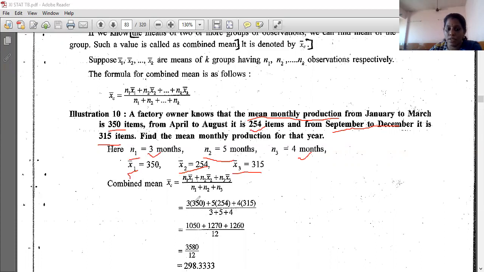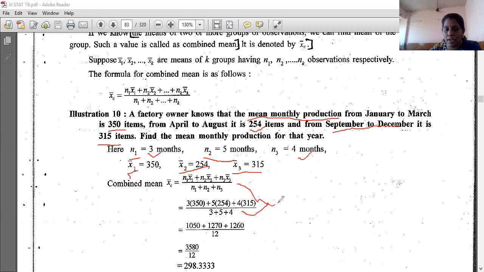So 3 into 350 comes to 1050, and 5 into 254 comes to 1270, and 4 into 315 comes to 1260, and divided by 3 plus 5 is 8, 8 plus 4 is 12. Like this we got it.